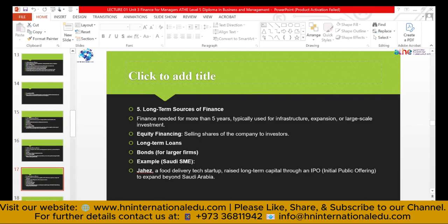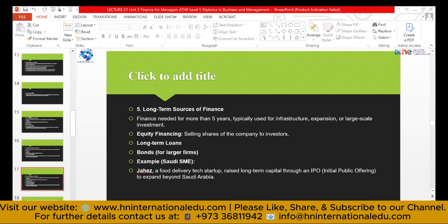Example, Saudi SME, Jahez, I hope it is pronounced like this, a food delivery taxi. The words are quite difficult to pronounce, I feel. Even Jahez is also pronounced in another way. I think they use this word in Hindi and Urdu as well.